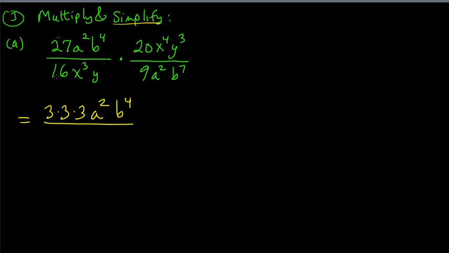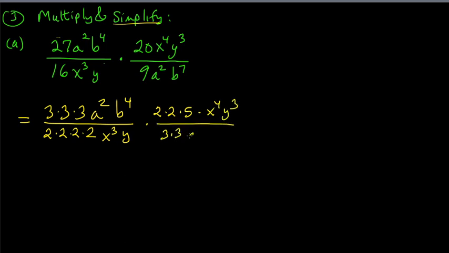And then the denominator, 16, is 4 times 4, or 2 times 2 times 2 times 2, right? 2 to the 4th, times x cubed times y. And then 20 is 4 times 5, and 4 is 2 times 2. So 2 times 2 times 5, x to the 4th, y cubed, all over 9, which is 3 times 3, a squared b to the 7th. So remember, when you multiply straight across.